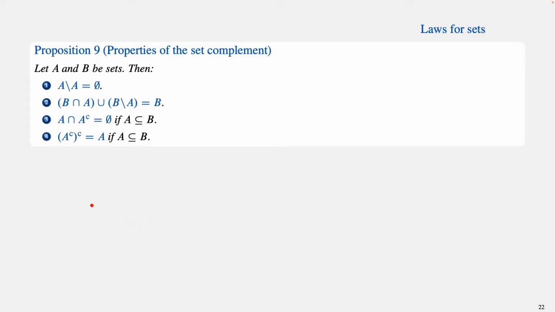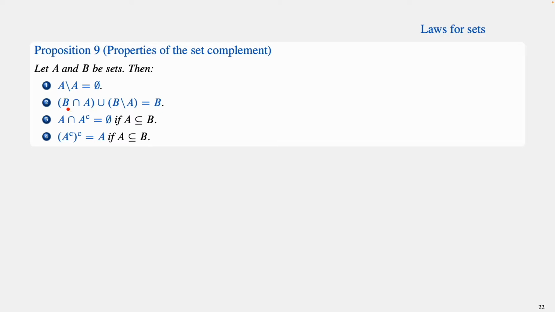Now we look at some properties for set complements. So A and B are sets, and then the following holds. The complement of A in A is the empty set. That's easy to believe. Second, the union of the intersection of B and A with the complement of A in B is precisely the set B.